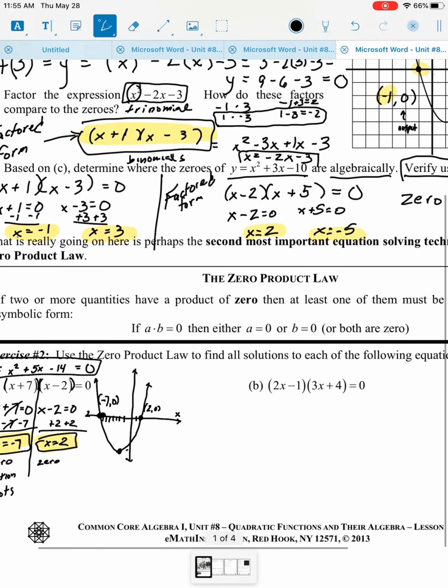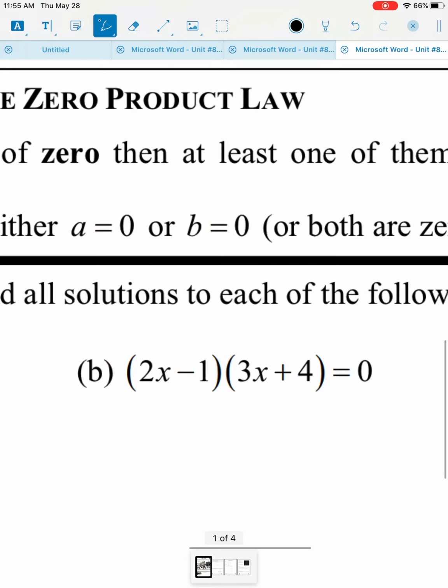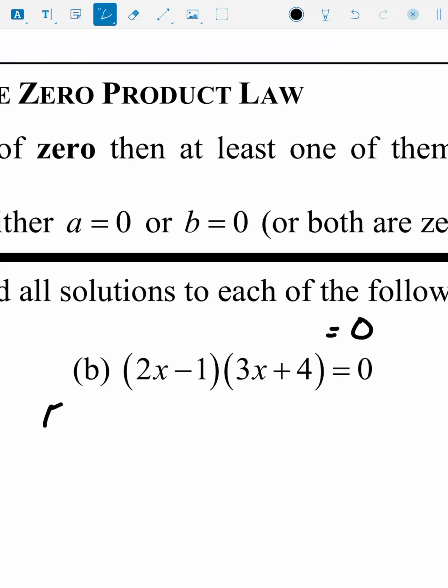Now, let's look at a more complicated example: 2x minus 1 and 3x plus 4 as our binomials. And again, let's look back and try to find our trinomial. So I'll do FOIL. I'll multiply the first terms, the outer terms, the inner terms, and the last terms.